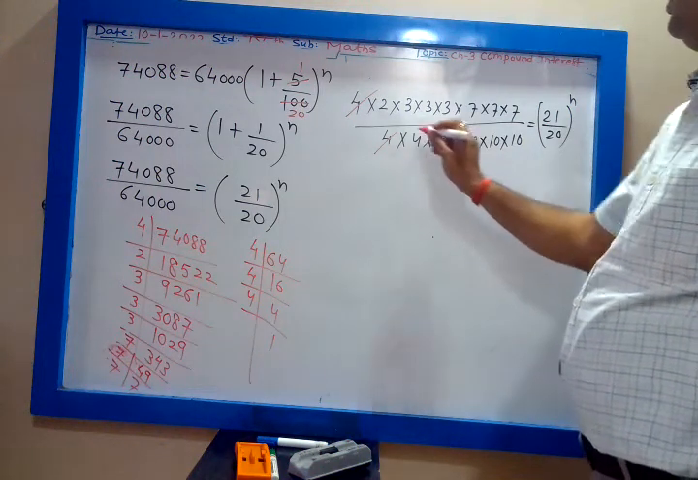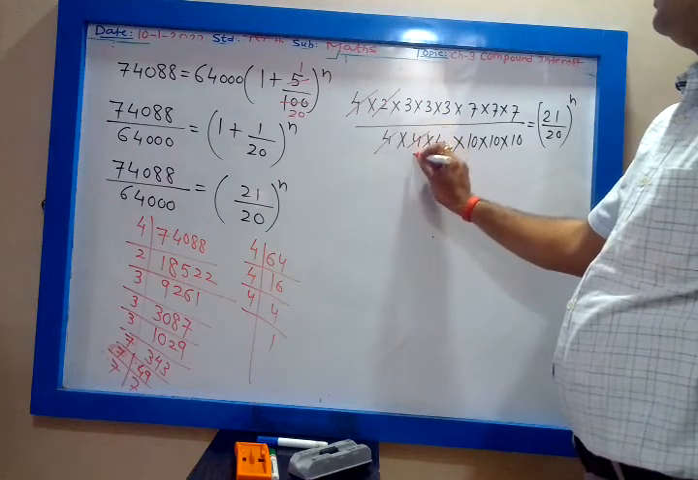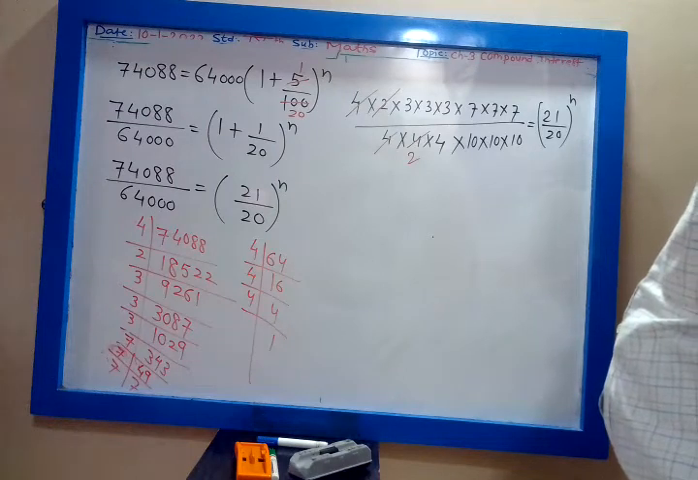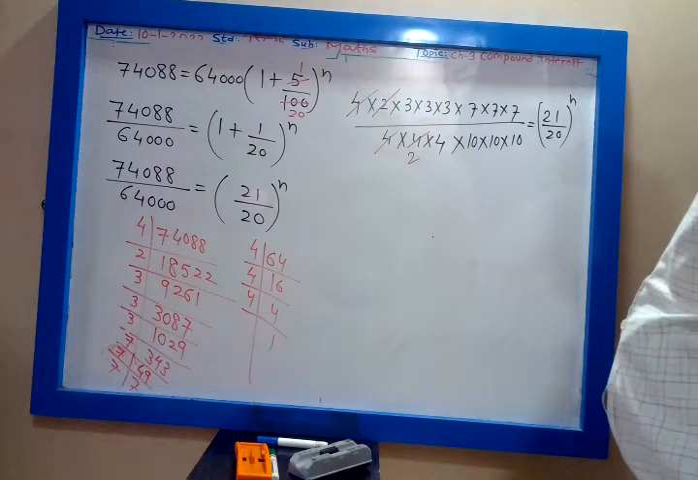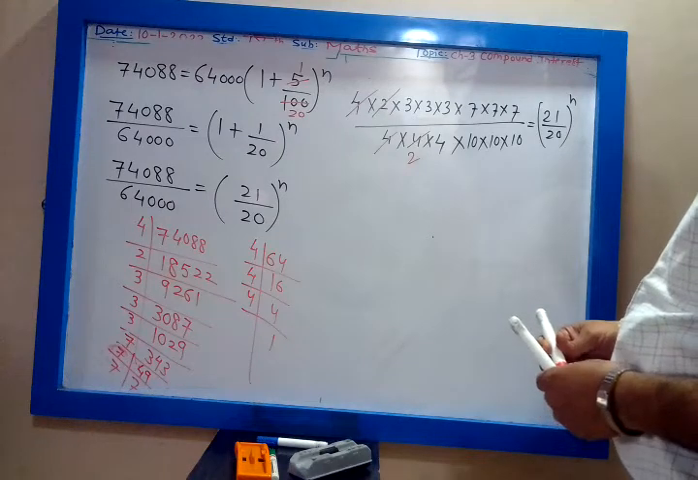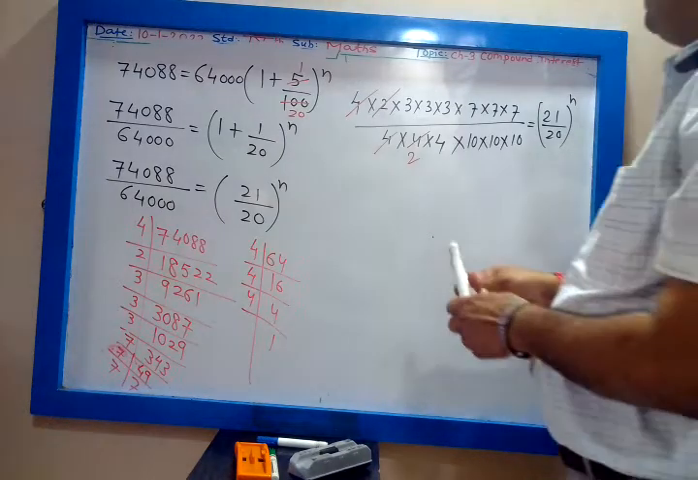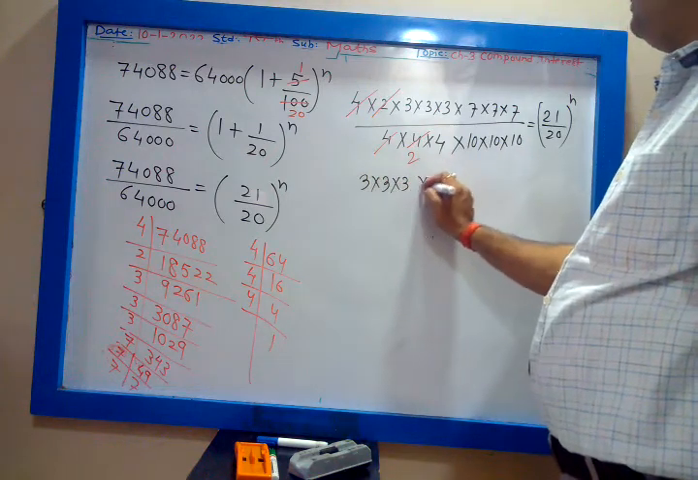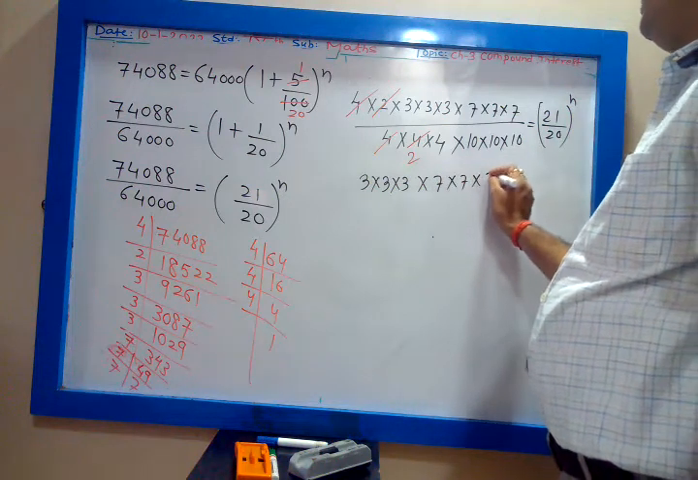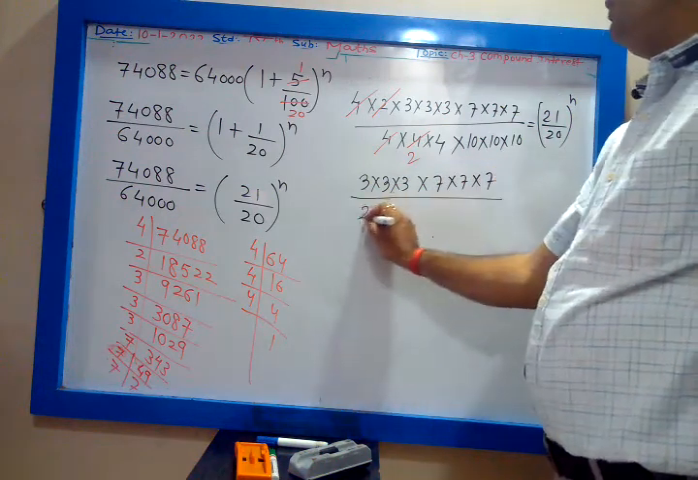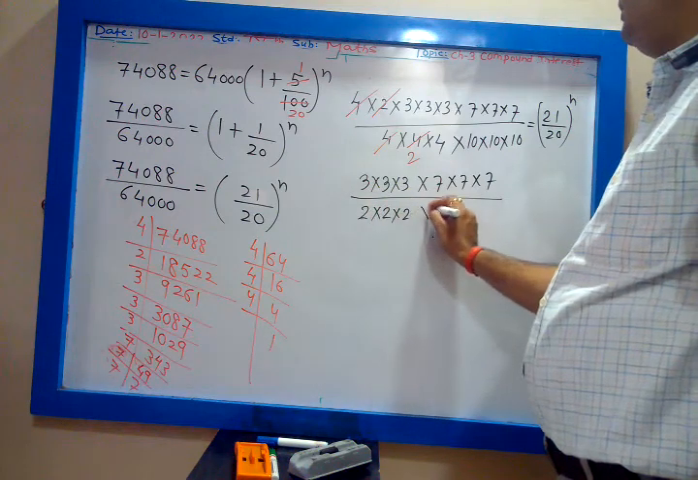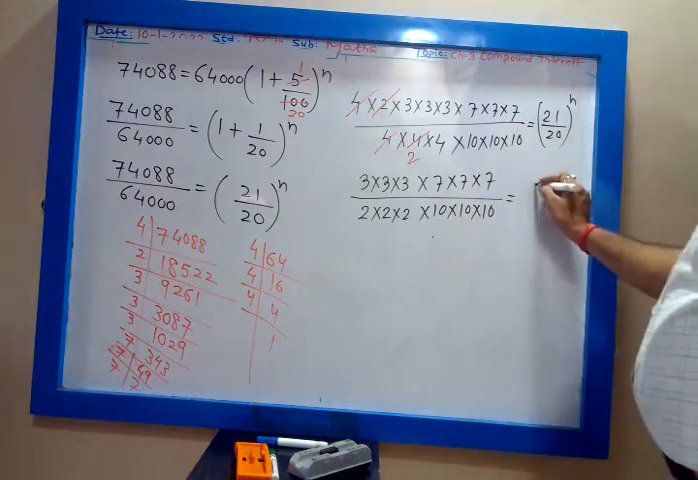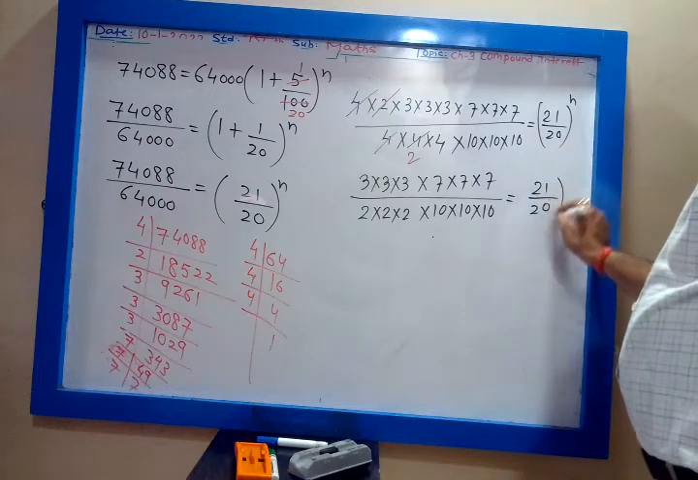Then, 2 1s are 2, 2 2s are 4. Then 3 into 3 into 3 into 7 into 7 into 7 into 3 into 3 into 7 into 7 into 7 upon, I can write 2 into 4, I can write 2 into 2 into 10 into 10 into 10. Okay. Now, we don't know what is my n. So, 21 upon 20 raised to n.